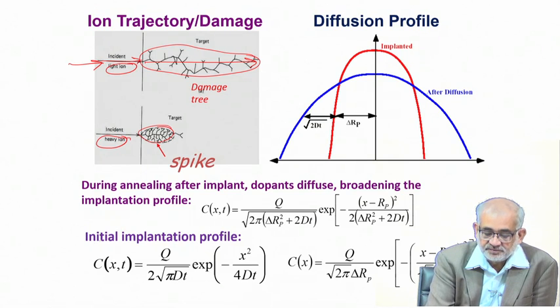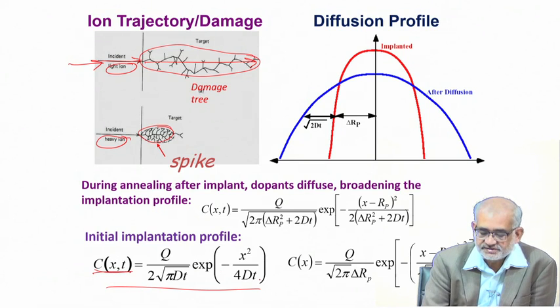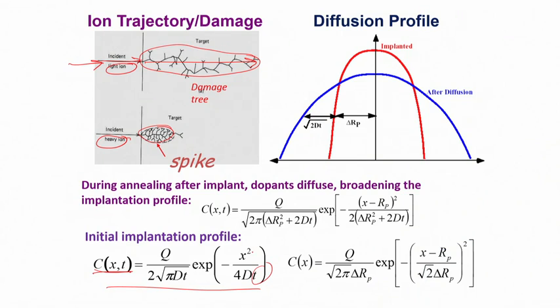Now, before the implantation, the initial concentration profile will be somewhat like this, as a function of the concentration of the ion, as a function of depth or distance and time. So this is what it is. Typically, with time, this will change, and also the distance will change. With distance, the profile will change. But this is exactly what you develop after implantation.